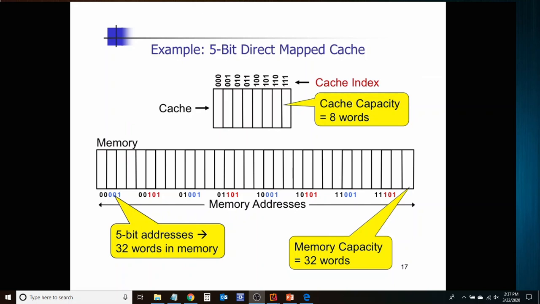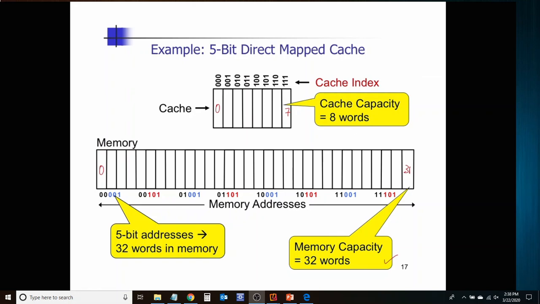A quick note here: 8 words in the cache means that we would need 3 bits to index the cache. So each word would need 3 bits to identify it in the cache, and there are 5 bits in each memory address. The memory addresses go from 0 all the way to 31, so that's 32 words, and in the cache you have 0 to 7. So the memory capacity is 32 words. We need 5 bits to address each memory location, and only 8 words can occupy the cache.